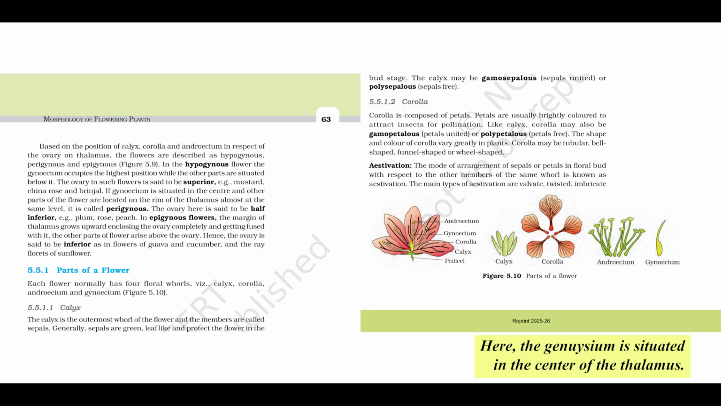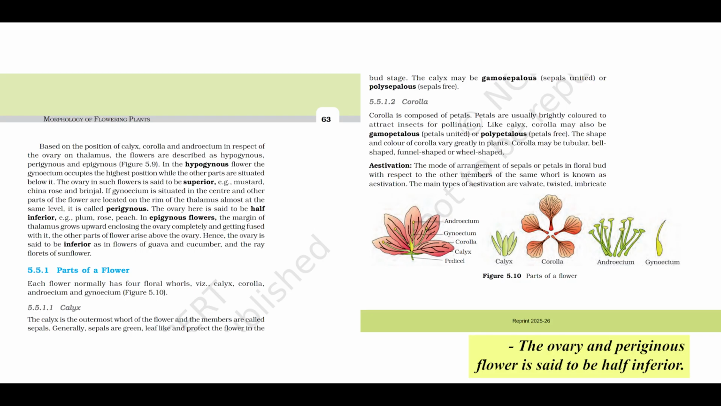Here, the gynoecium is situated in the center of the thalamus. The fascinating aspect is that the thalamus itself grows up slightly to form a cup-like structure, sometimes called a hypanthium, around the ovary, but the ovary isn't fully enclosed by it or fused to it. The other floral parts, sepals, petals, stamens, are located on the rim of this cup-shaped thalamus, almost at the same level as the ovary. So everything's kind of around the middle.